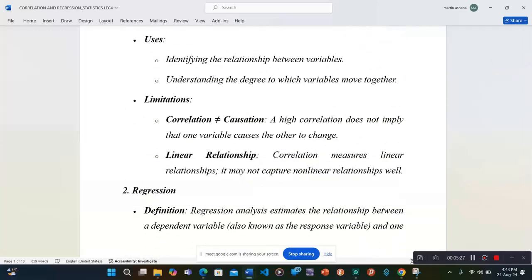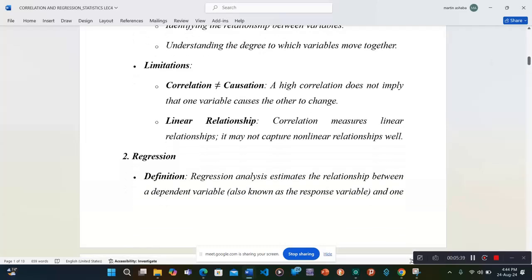The use of correlation is for identifying relationships between variables, to understand the degree to which variables move together. Limitations: correlation is not the same as causation. In other words, a high correlation does not imply that one variable causes the other to change. Yes, you have to understand this. Then, a linear relationship: correlation measures linear relationships. It may not capture non-linear relationships well.